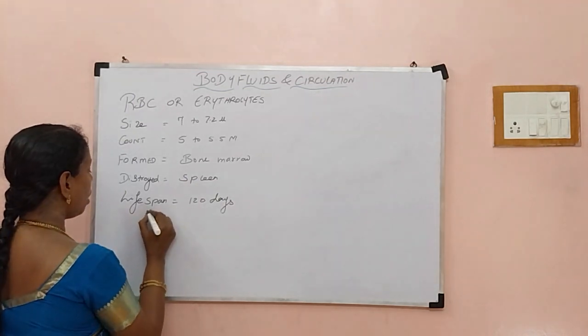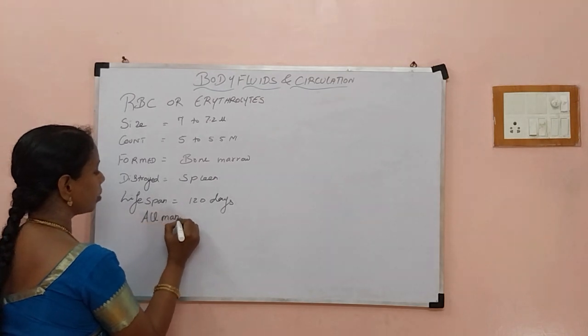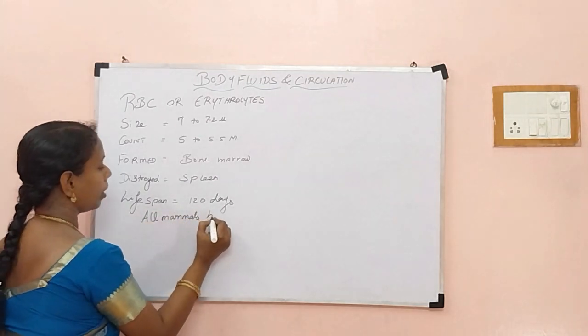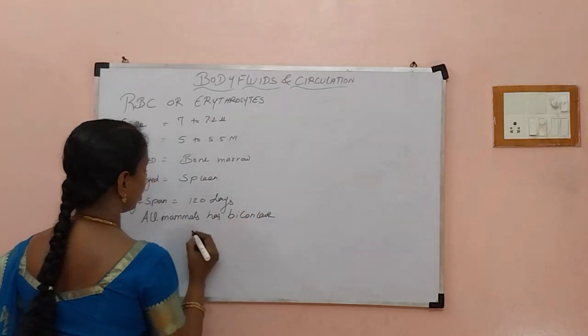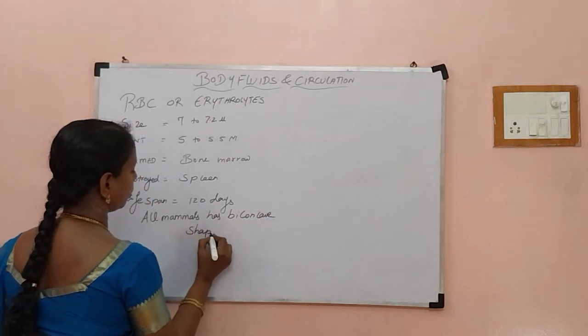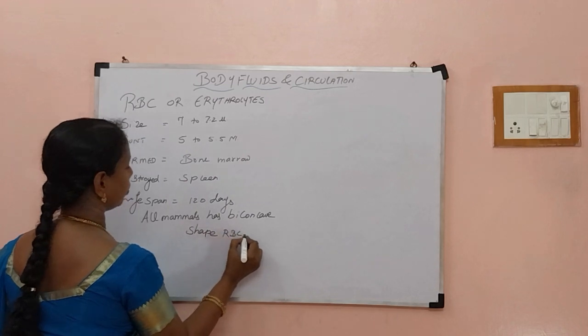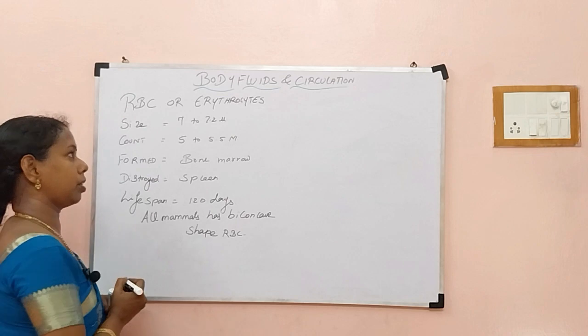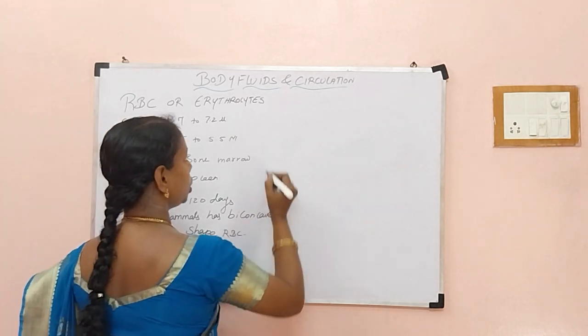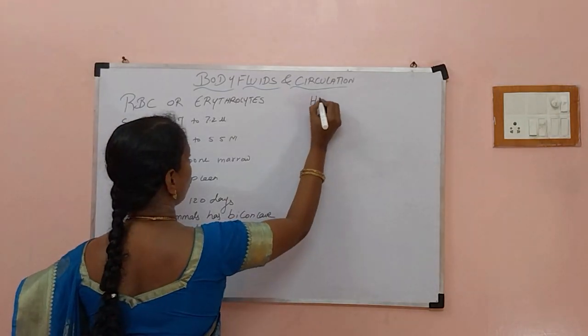And all mammals have biconcave shaped RBC. And you know RBC means red blood cells, erythrocytes. The red blood coloration is due to hemoglobin.